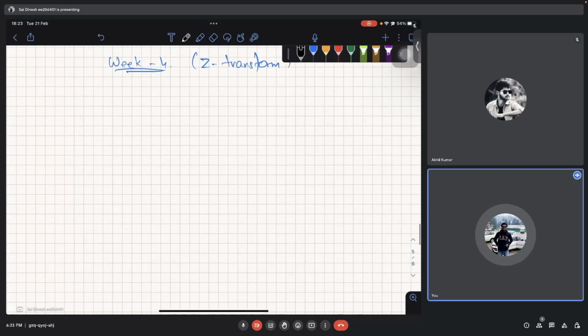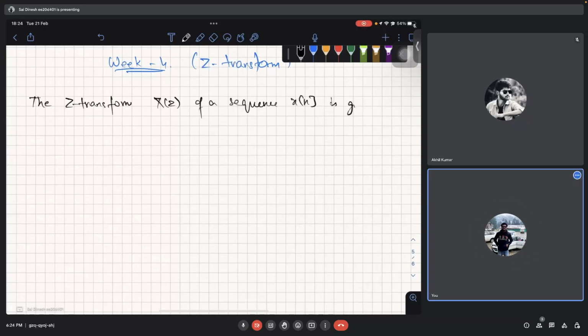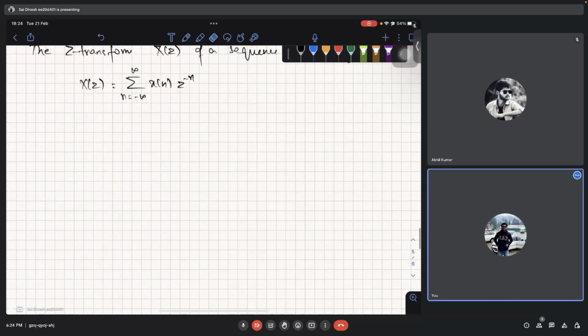So here we'll talk about the z transform. So the z transform X of z of a sequence x of n is given by X of z is equal to the sum from minus infinity to infinity of x of n z power minus n, and this is the notation we have.